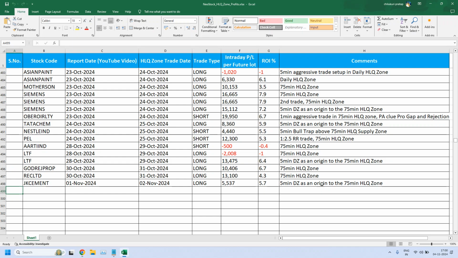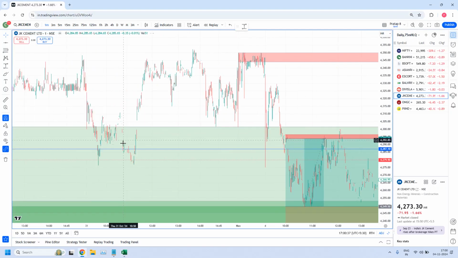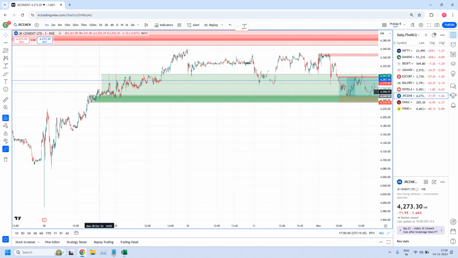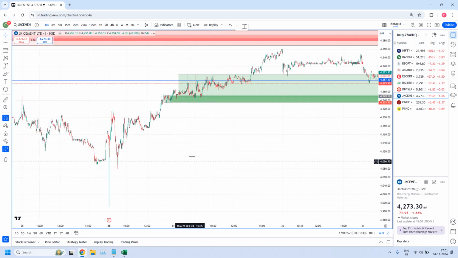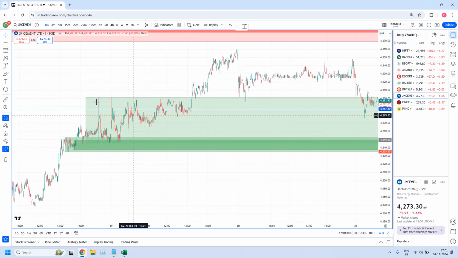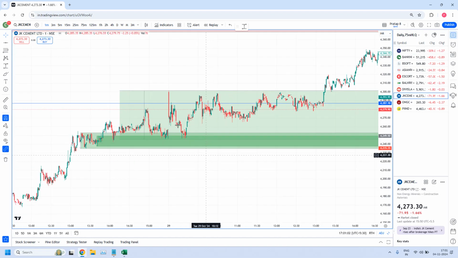The 5 minutes demand zone as an origin. Remember, this 5 minutes demand zone is also a fine-tuned 5 minute zone. Because we have a 15-minute zone overlapped with a 75-minute zone, but the overlap happened at the distal line. And also the overlap happened at the 5 minutes level. 15 minutes as well as 75 minutes, all 3 overlap is there. So that's why it is a fine-tuned 5 minute zone, at the distal line. And this zone was created well before the 75 minute zone was created.